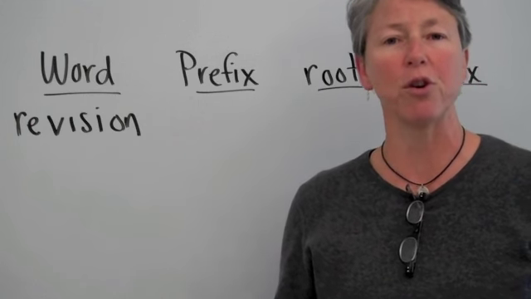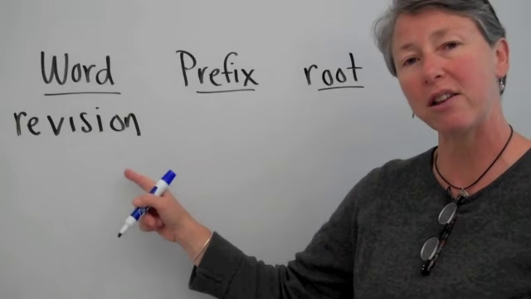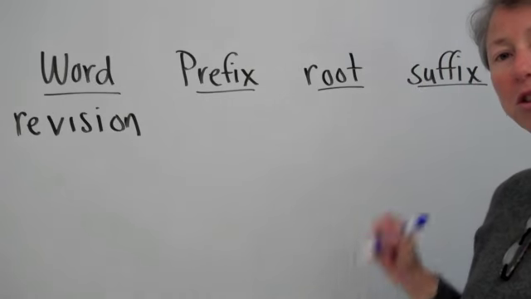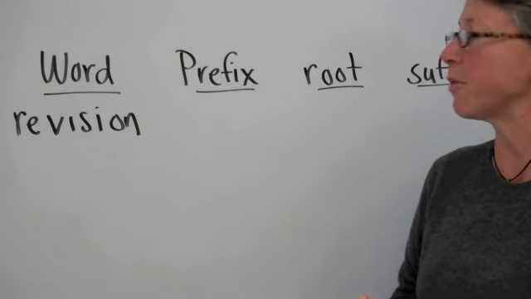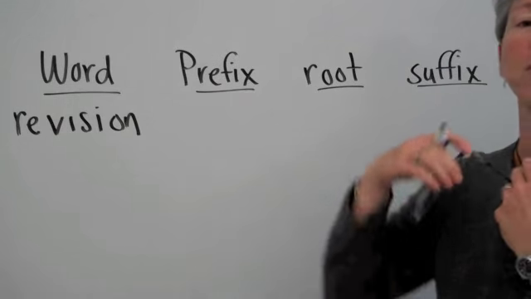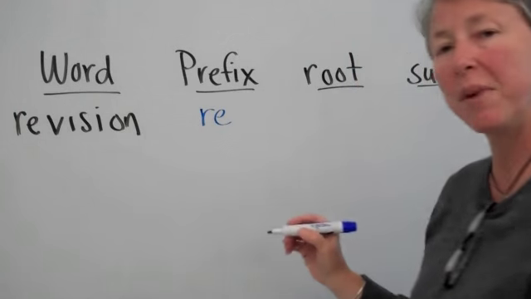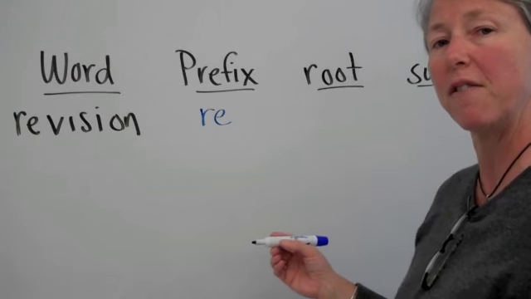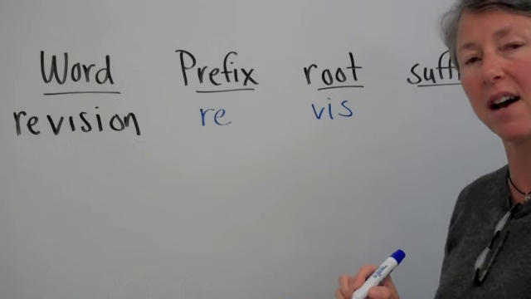So let's start out with the word revision like we did in class. Your first step is to attack the word and try to break it up into 3 parts. Okay, so the way we break up revision is first we look and see that the prefix is re, R-E. The middle, or the root, is vis. And the suffix is ion.